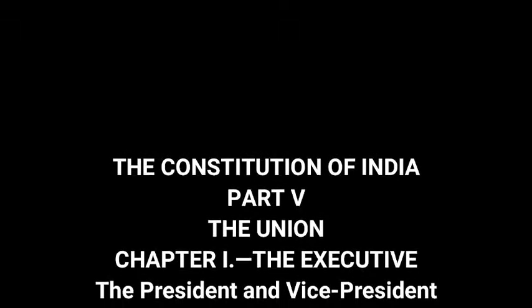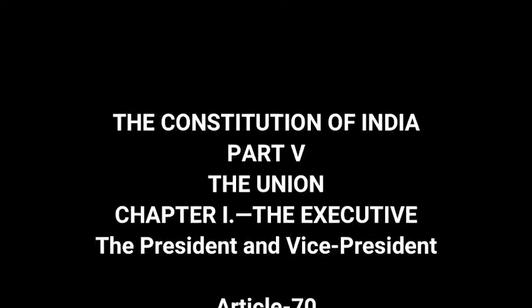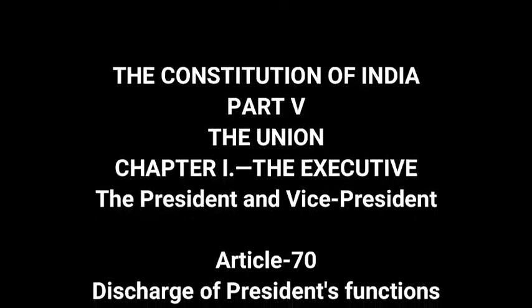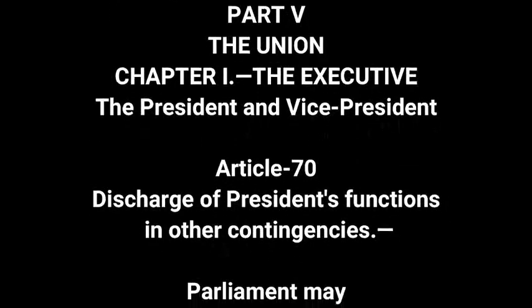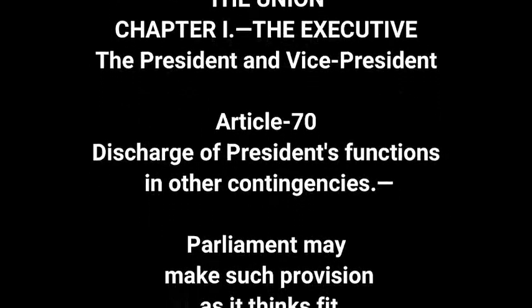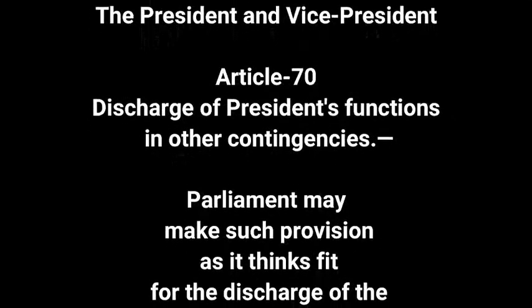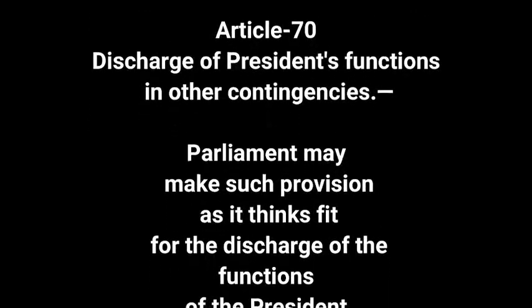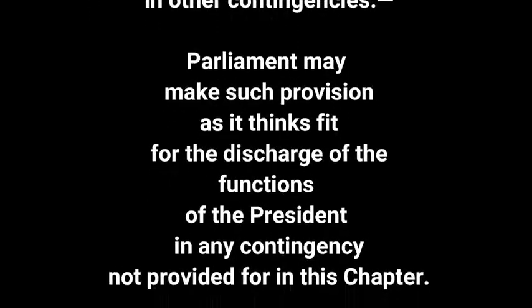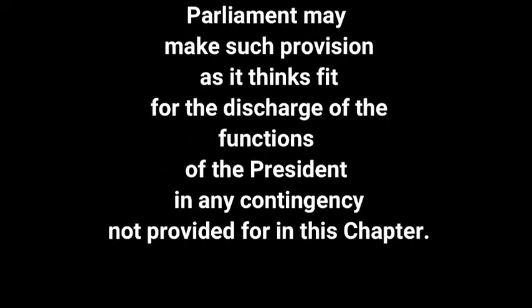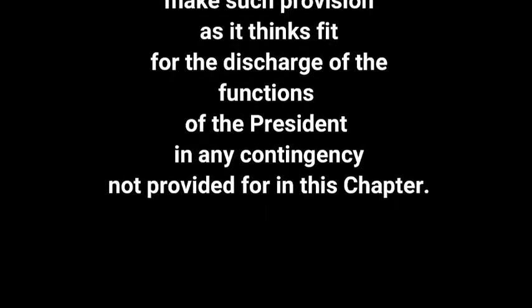The Constitution of India. Part 5. The Union. Chapter 1. The Executive. The President and Vice President. Article 70. Discharge of President's functions in other contingencies. Parliament may make such provision, as it thinks fit, for the discharge of the functions of the President, in any contingency, not provided for in this chapter.